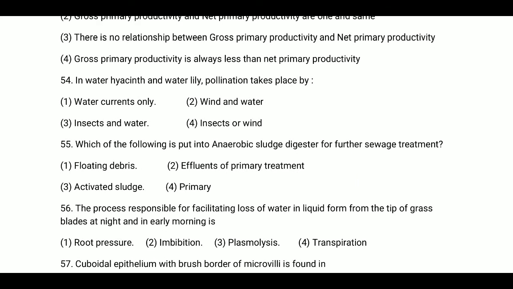Which of the following is put into anaerobic sludge digester for further sewage treatment? Floating debris, effluents of primary treatment, activated sludge, or primary? Now again in this question, basically the right answer should be, it's called as activated sludge, third option.